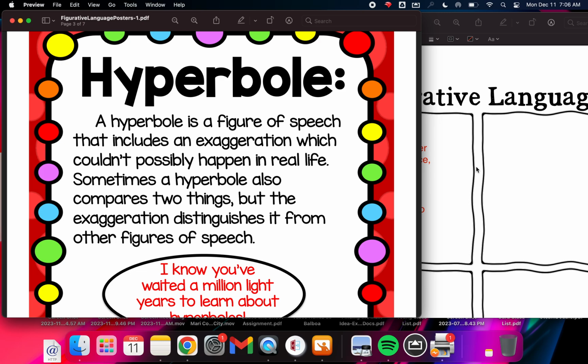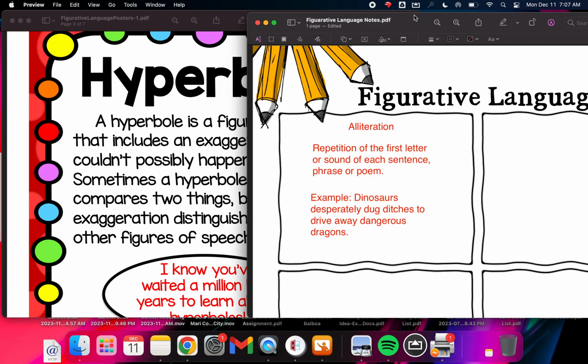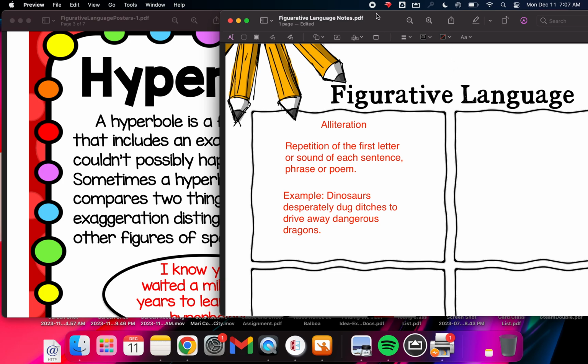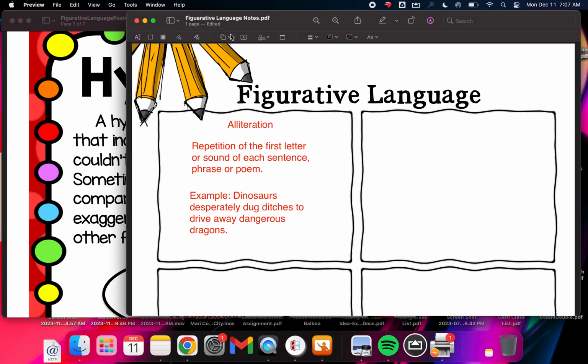Okay, the next one is hyperbole. I know this word does not look like it, but it's actually pronounced hyperbole. So let's go ahead and put that over here on our next set of figurative language. So I'm going to put hyperbole.